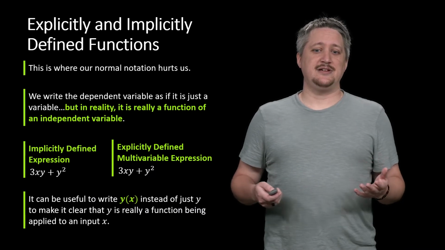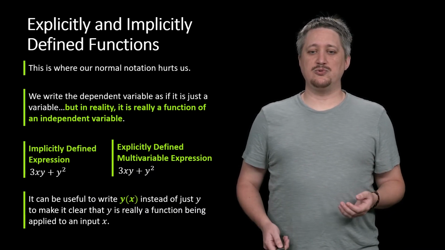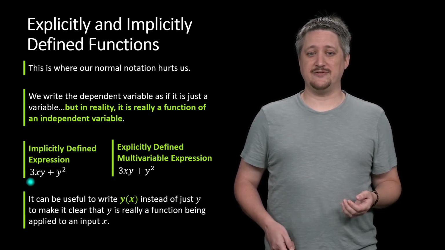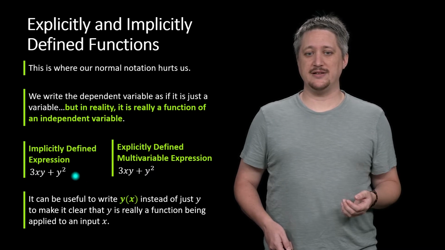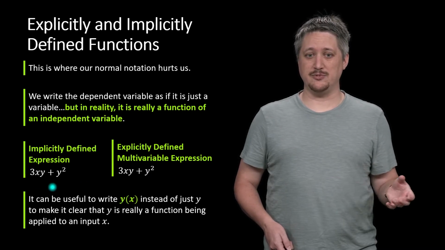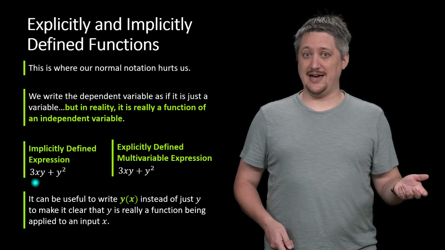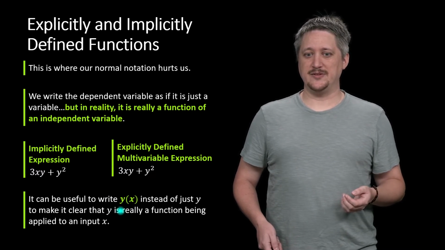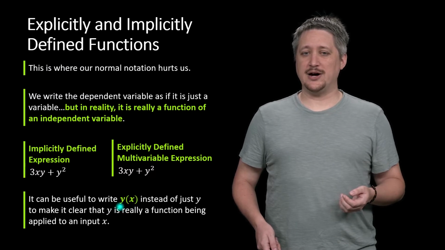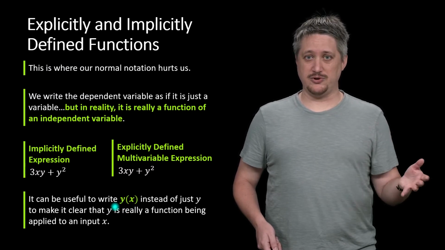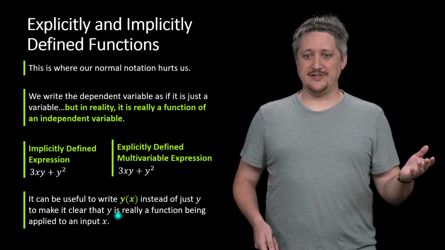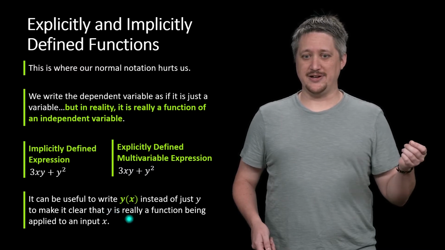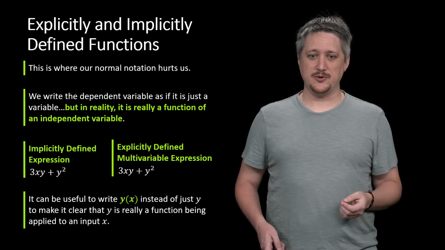For this reason, it's actually useful to write when you have an implicitly defined function, right? When you have y that is the output, the dependent variable, and it depends on the input, the x, it can be useful to write it as y of x, right? This is just to remind us that y is some value, some variable, but it's not something that I'm putting in. It depends on this x value, okay?